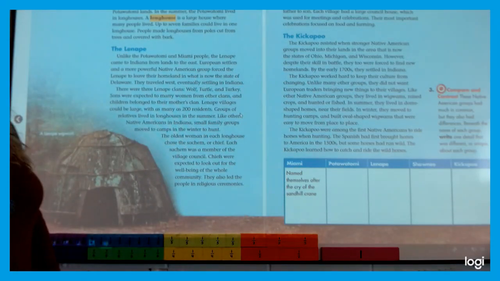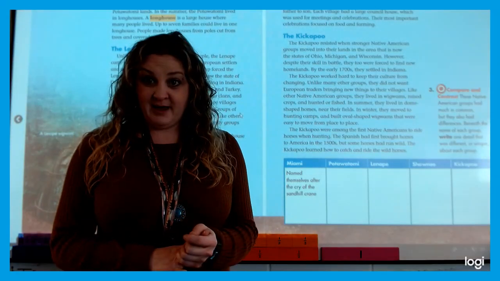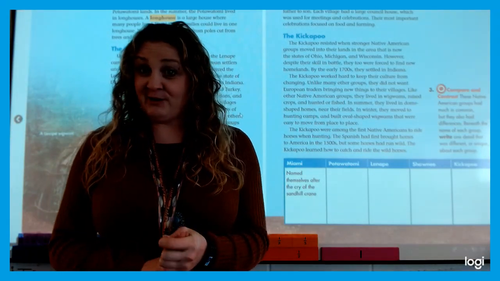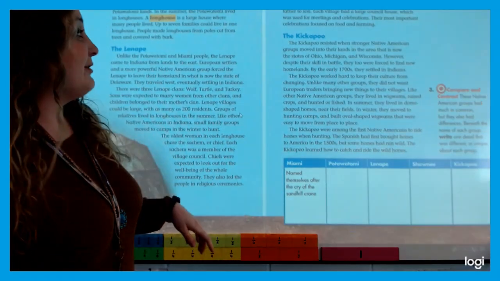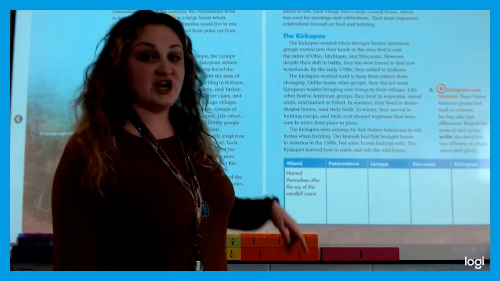So today, remember, we learned about the Miami, the Potawatomi, and the Lenape. And if you've not said those words out loud, you might want to try them, okay? Tomorrow we will learn about the Kickapoo and the Shawnee.